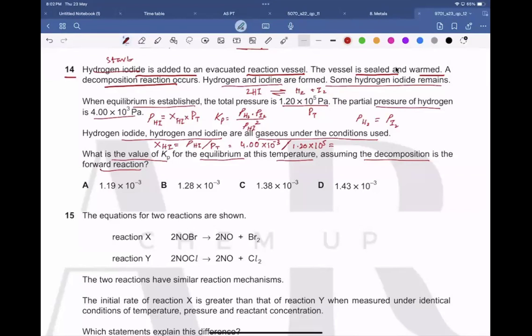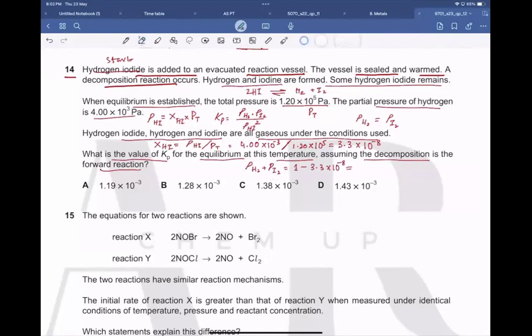Yes, can anyone calculate the value of the mole fraction? It's 3.3 × 10^-2. Okay, remember it's a mole fraction, so it's a fraction. You must know that the sum of the mole fractions is always equal to 1 only. So it means if I have to find the mole fraction of hydrogen and the mole fraction of iodine, I have to subtract 3.3 × 10^-2 from 1. So I'm going to get the mole fraction of both of these.